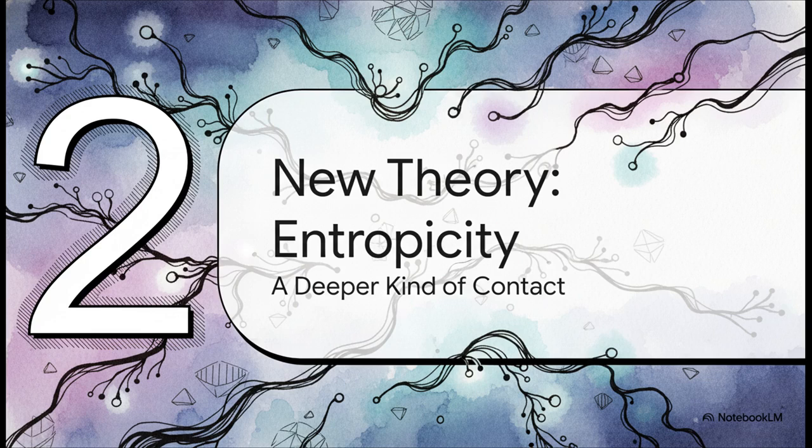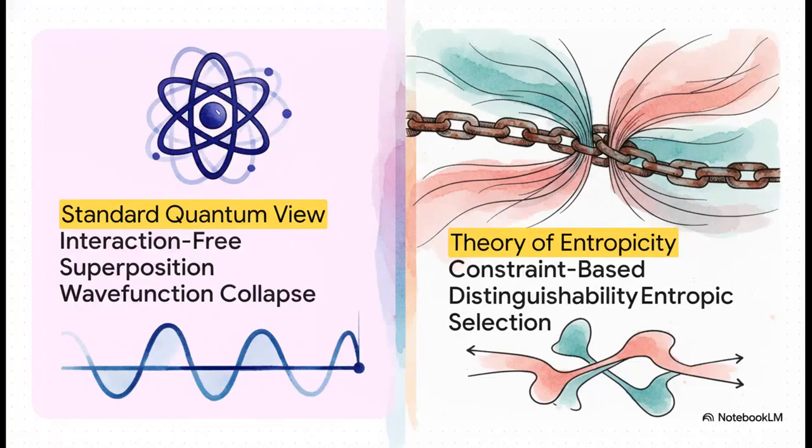This brings us to part 2, a new theory called entropicity. And it suggests that, actually, there is a kind of contact happening, just a much deeper and more fundamental kind than we're used to. And you can really see the difference here. The standard view, on the left, talks about interaction-free measurements and the mysterious wave function collapse. The theory of entropicity, or TOE, introduces a totally new language. Instead of interaction-free, we get constraint-based. Instead of just superposition, we talk about distinguishability and symmetry. And wave function collapse is replaced by something called entropic selection. It's basically a whole new vocabulary for describing what's going on.